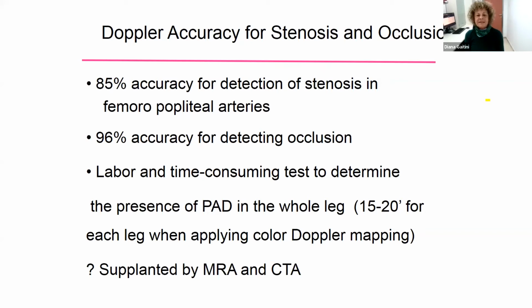But this test is time consuming because we have to determine the presence of peripheral artery disease in the whole leg. It takes about 20 minutes for each leg when applying color Doppler mapping. And that's why in some laboratories it's supplanted by MRA and CTA.